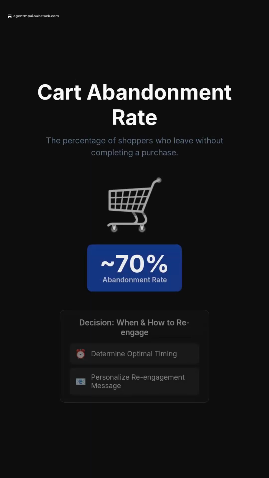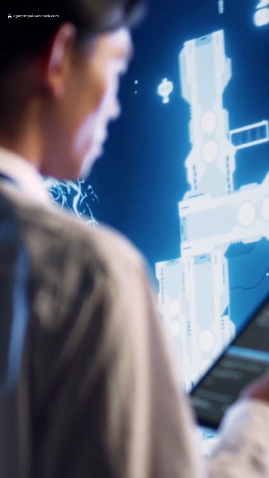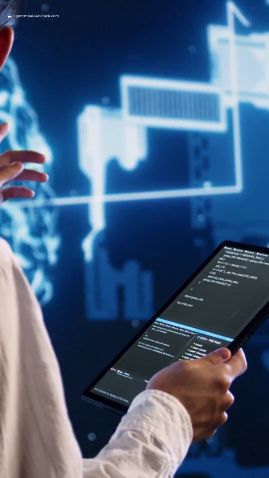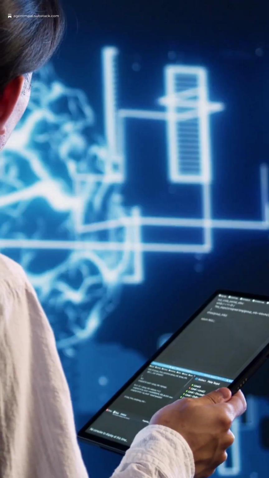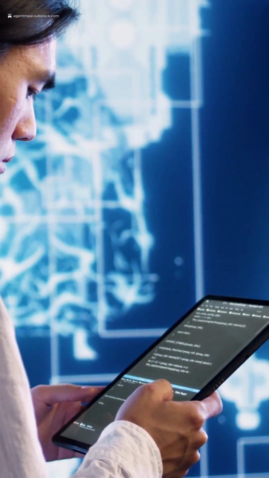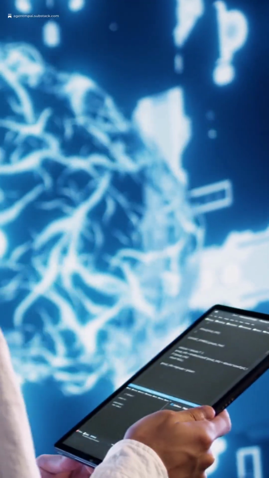Cart abandonment rate, the percentage of shoppers who leave without completing purchase. The decision, when and how to re-engage. A cart recovery agent monitors abandonment triggers, determines optimal timing, selects the right channel, email, SMS, or retargeting, and personalizes the message. Some executives report 15 to 20% recovery rates from agent-driven interventions.